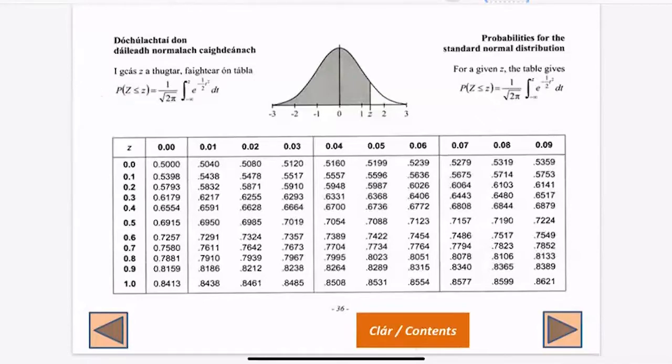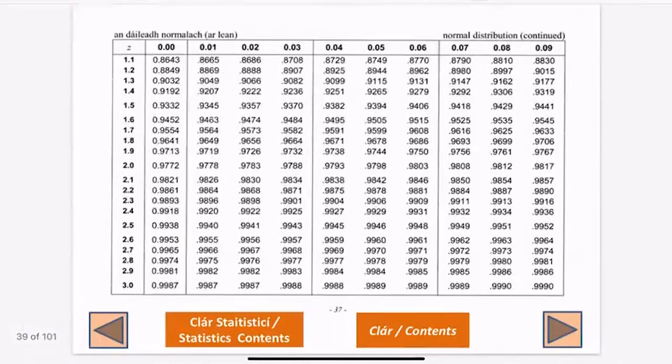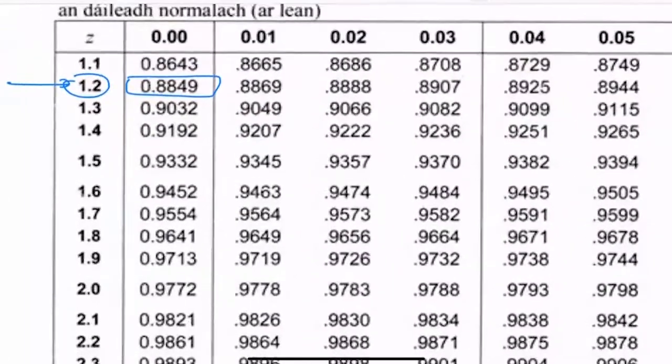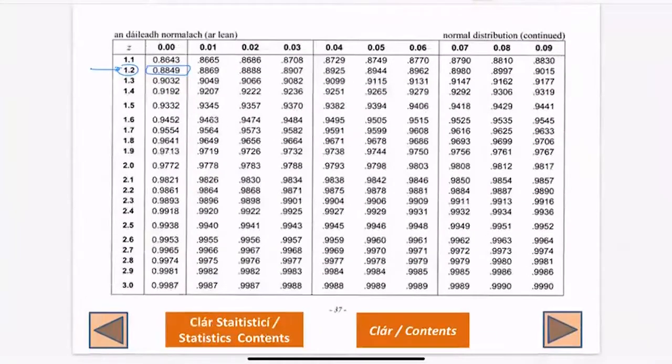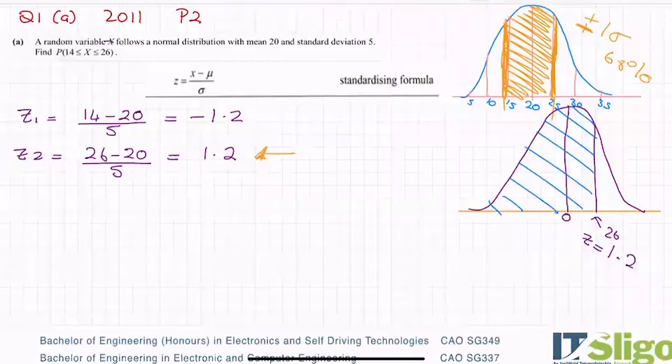So to look up 1.2, I come down here to 1.2. And this is my second place of decimal across the top. And you know 1.2 is the same as 1.20. So this is my Z score value for 1.2. It's 1.20. So it's 0.8849.